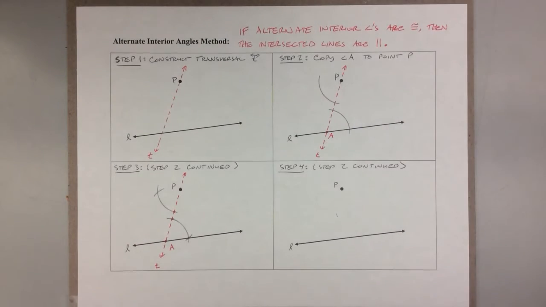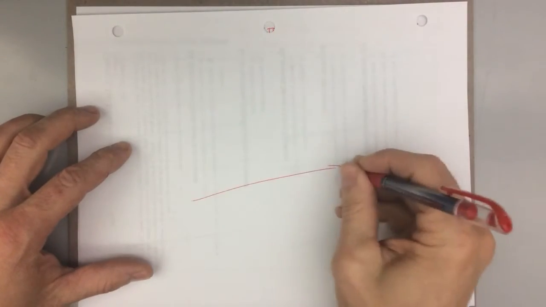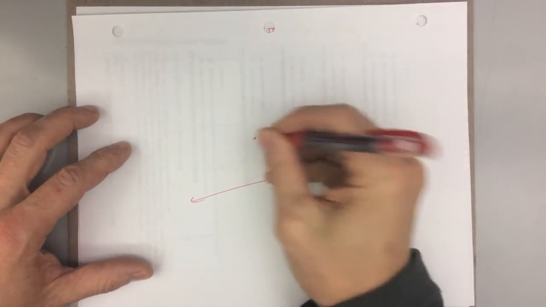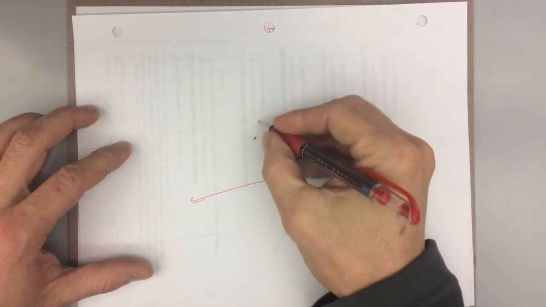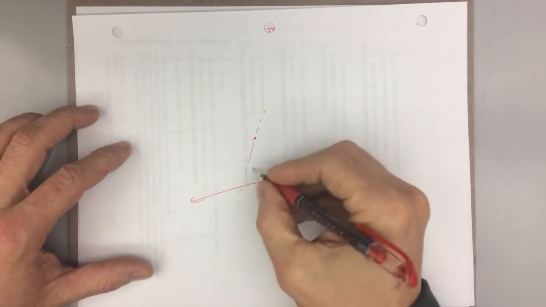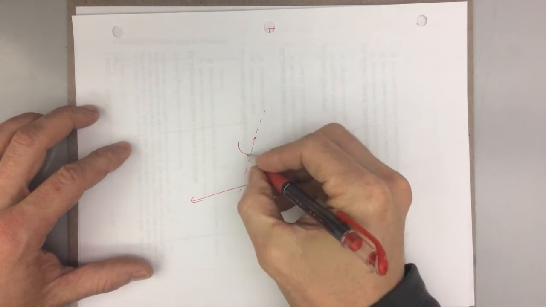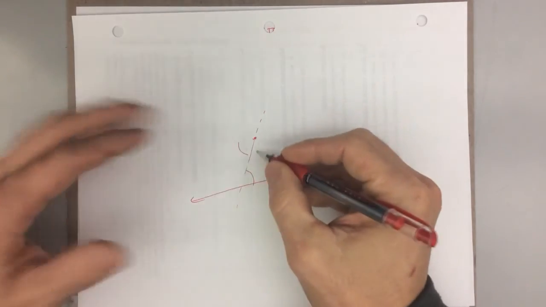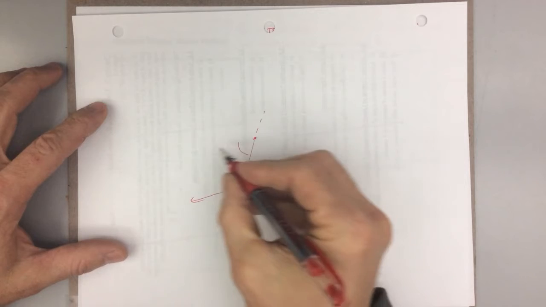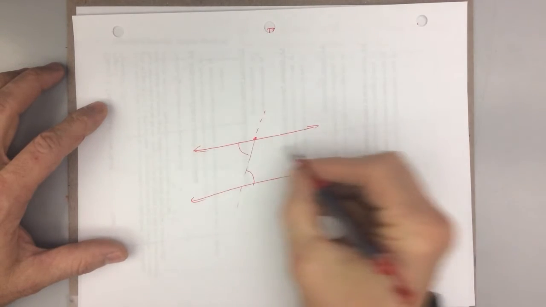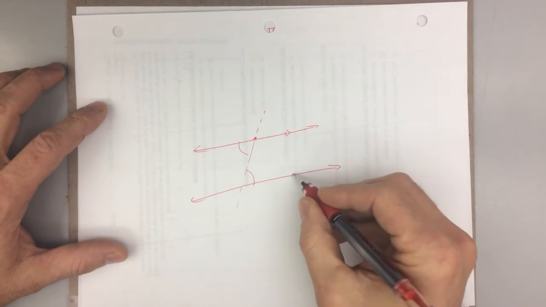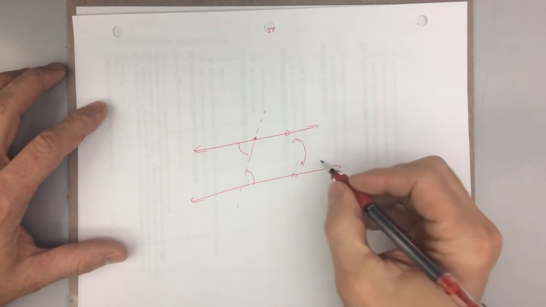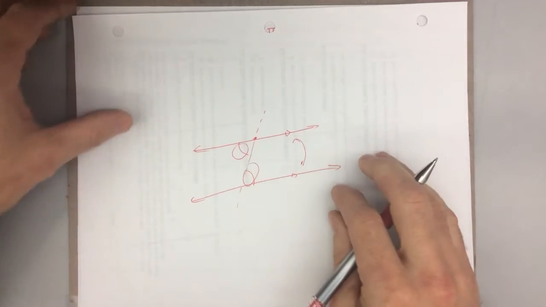Our basic idea here is that if I have my line and a point, and I can create a transversal and then create angles that are in alternate interior position, right? So alternate, opposite sides, and interior, in between the intersected lines, then the new line created will be parallel to the original line. Okay, so alternate interior angles, this is what we're shooting for.